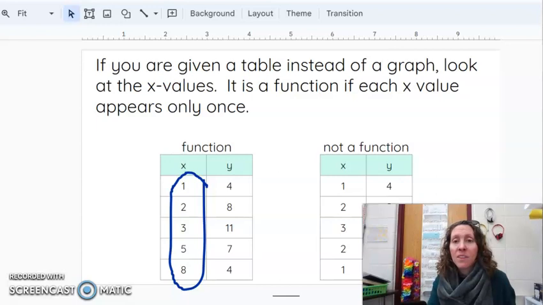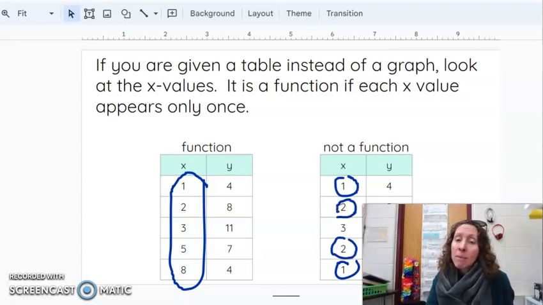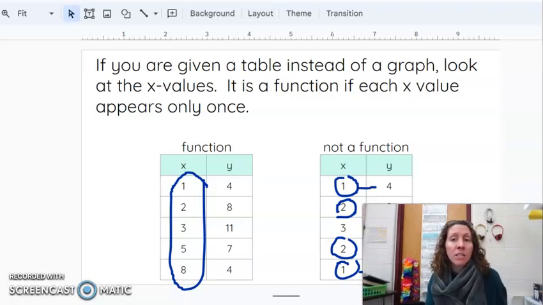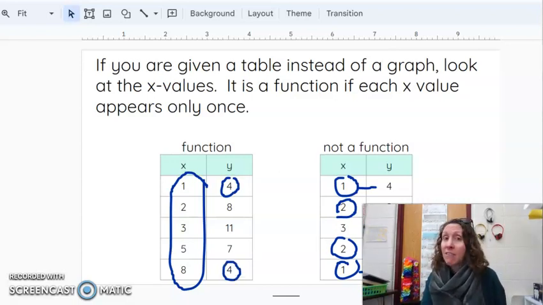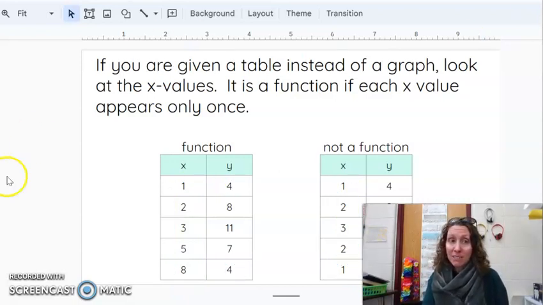For this next one, 1 repeats and 2 repeats. Now, maybe it's possible that the person who did 1 accidentally just put it there twice because it has at least the same output, so that kind of makes sense. But for the 2, one of the times it's 8 and one of the times it's 7. That is silly. You couldn't push 2 on a calculator and have something different each time. That does not make sense, so that's not a function. Okay? But it is okay if something in the y column repeats. You just can't have anything in the x column repeat.